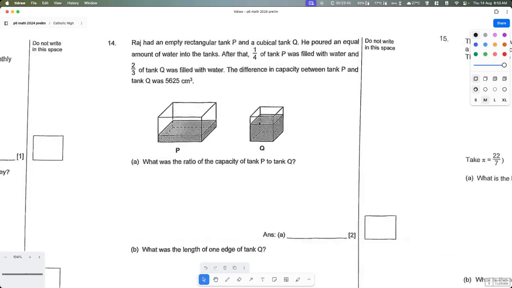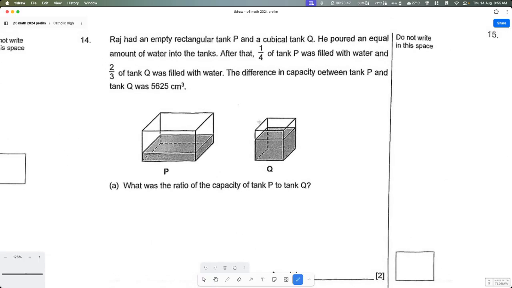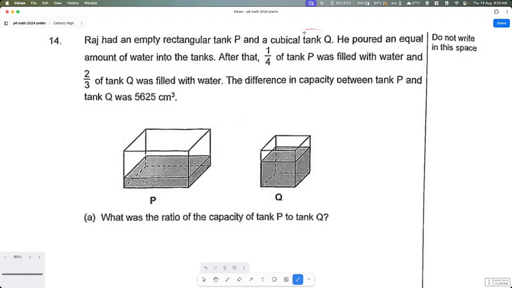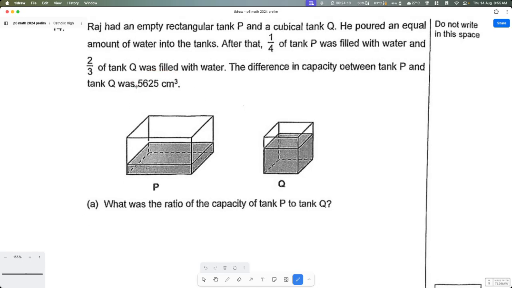Let's move on to question 14. It says here, Raj had an empty regular tank P and a cubical tank Q. He poured an equal amount of water into the tanks. After that, one quarter of tank P was filled with water and two-thirds of tank Q was filled with water. The difference in capacity between tank P and tank Q was 5,625 centimeter cube. Part A, what was the ratio of the capacity of tank P to tank Q?